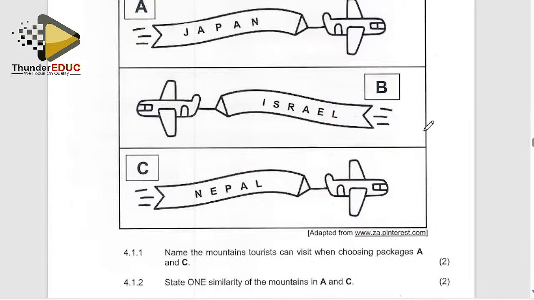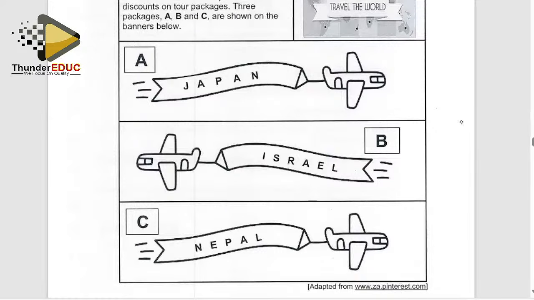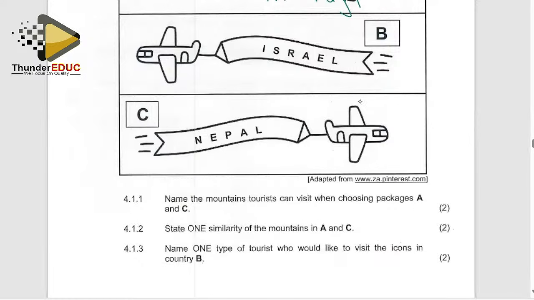The question requires: name the mountains that tourists can visit when choosing A and C. For A, this is Mount Fuji. For C, that is Mount Everest.